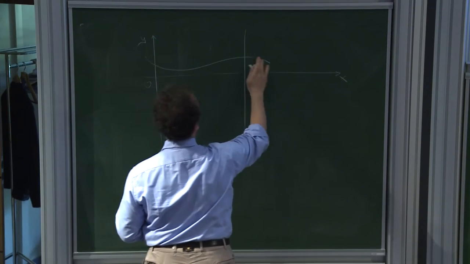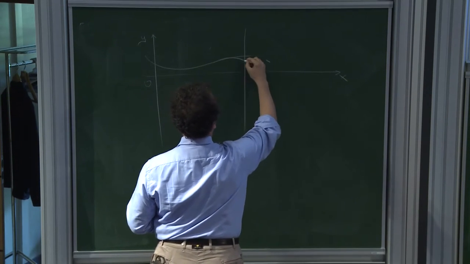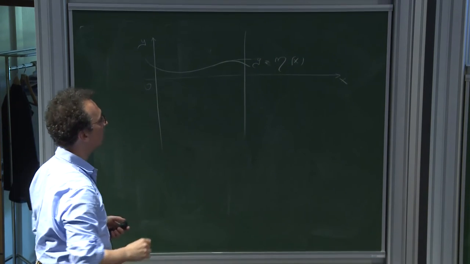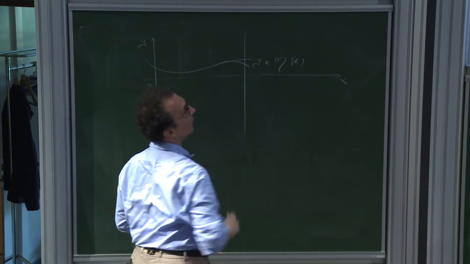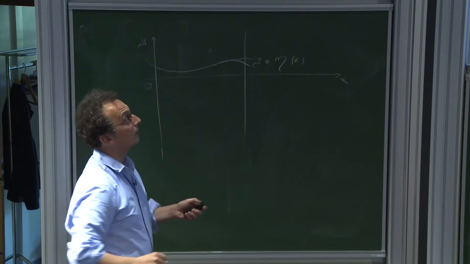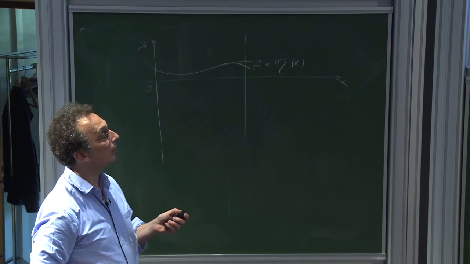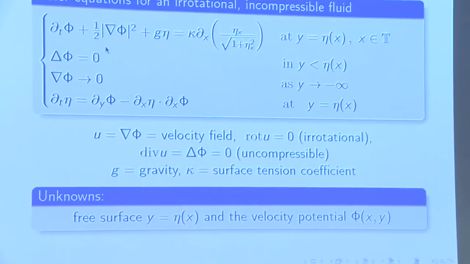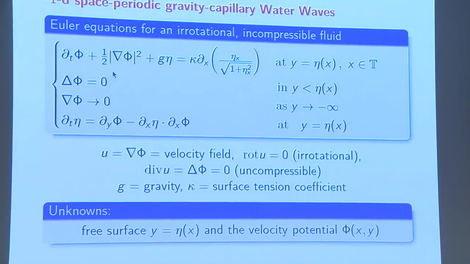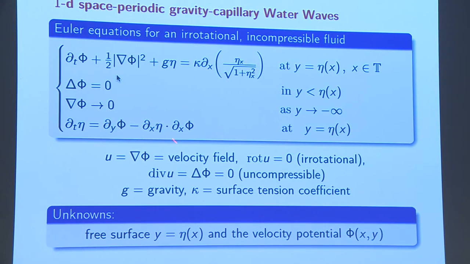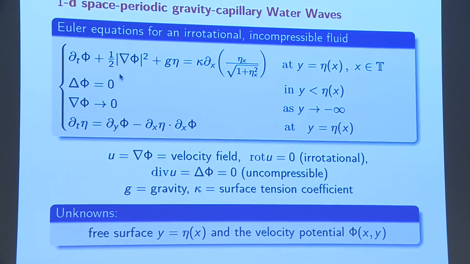Let it be y. So the fluid is below the graph y equal to eta of x. It is ruled by the Euler equations. And in the case of an irrotational velocity field, one describes the velocity field as the gradient of phi, which is a velocity potential. If the fluid is assumed to be incompressible, hence phi is a harmonic function.